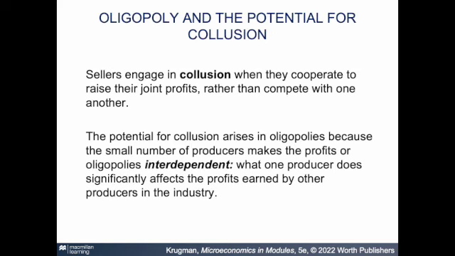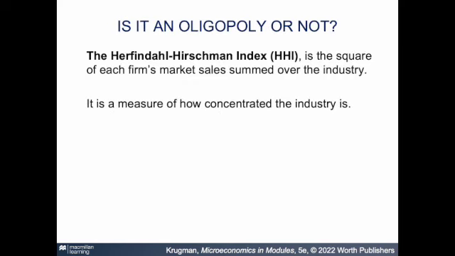19. Oligopoly and the potential for collusion. Sellers engage in collusion when they cooperate to raise their joint profits, rather than compete with one another. The potential for collusion arises in oligopolies because the small number of producers makes the profits of oligopolists interdependent. What one producer does significantly affects the profits earned by other producers in the industry.